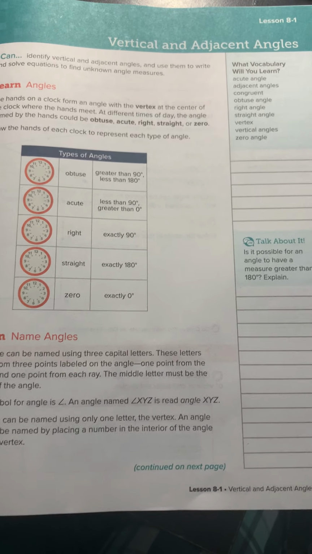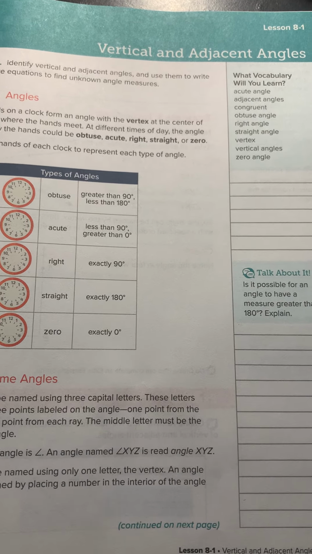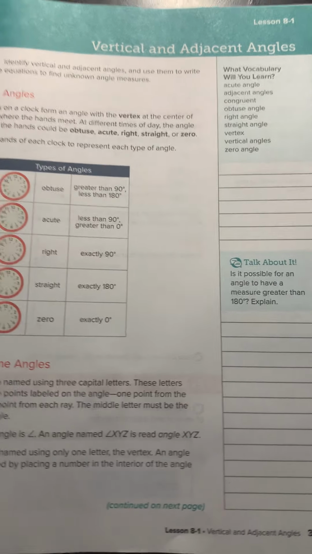Hey, seventh graders. We're on 8-1 now. Vertical and adjacent angles, page 391.